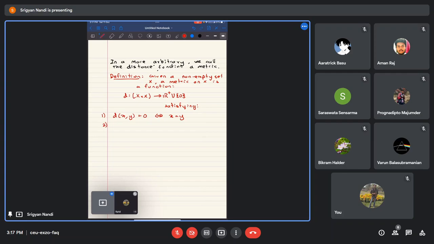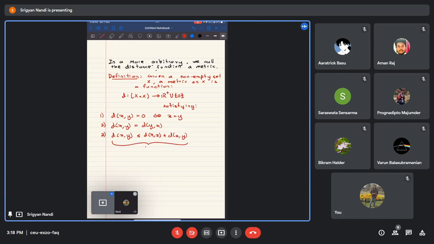The second being, distance is commutative. So distance of x, y will be the same as distance of y, x. This is, again, another very natural notion that we intend to preserve. And the third is a bit more abstract, but it will make obvious sense once I've stated it fully. The distance between x and y must be less than or equal to the distance between x and z plus the distance between z and y. And this is your familiar triangle inequality.